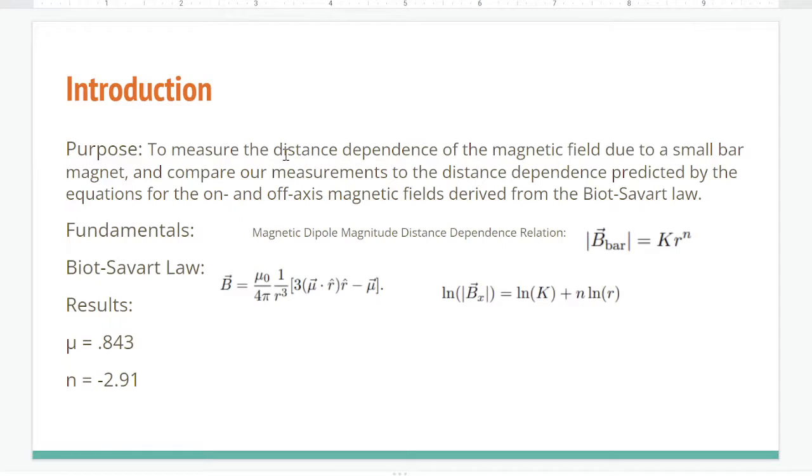So some of the fundamental concepts here, obviously, the Biot-Savart law, which is written here. We also have a relationship for the magnitude of a magnetic dipole based on the distance from it, and that is seen here. And this, which is a derivation of it that gives us a linear form of it, was useful in our data, as you'll see later. Here we have our mu value, which is one of the main results of this, and also the n value that you can see here.